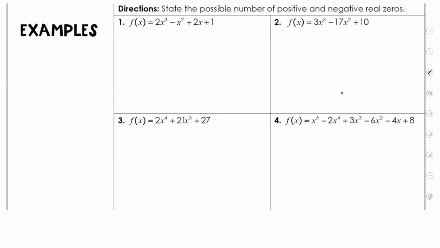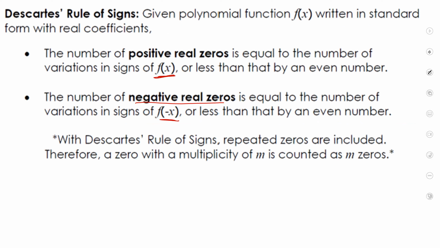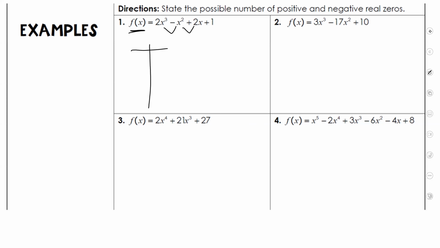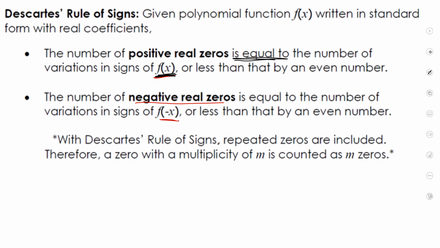All right, so how many variations are in f of x? Here's a variation, and here's a variation. Okay, let's go back to the notes. It says the number of positive real zeros is equal to the number of variations in signs of f of x. So how many variations in signs did we just see in f of x? 2. So that means for positive zeros, we're going to have 2. We're going to have 2 positive zeros, or let's continue reading the notes, less than that by an even number.